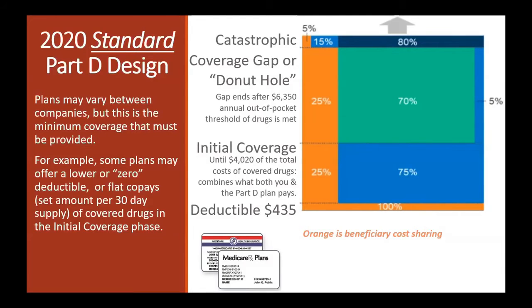So if you had a standard Part D design, the annual deductible in 2020 would be $435, and that's calendar year. So if you went to the pharmacy, no matter when you started the plan, it always goes calendar year, January through December, you would be responsible for the first $435 of covered meds. Once you satisfy that, and this is all done electronically at the time of purchase, you would enter into the next level of coverage, which is called the initial coverage level.